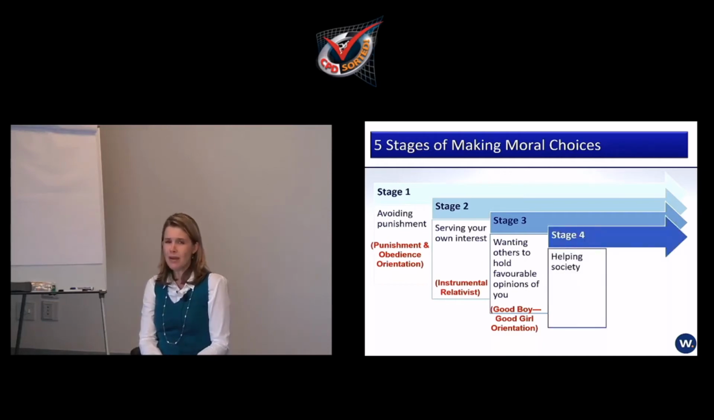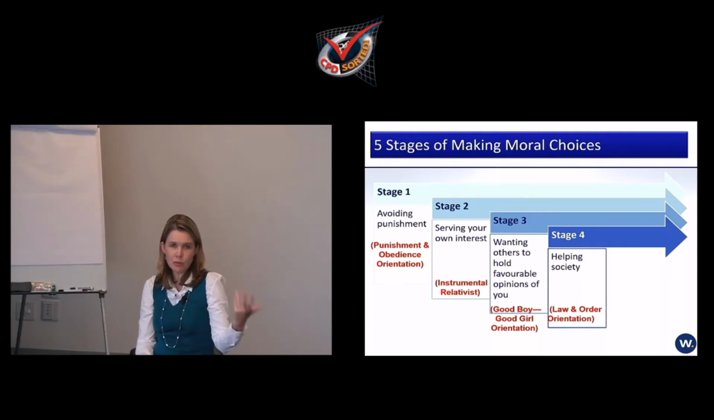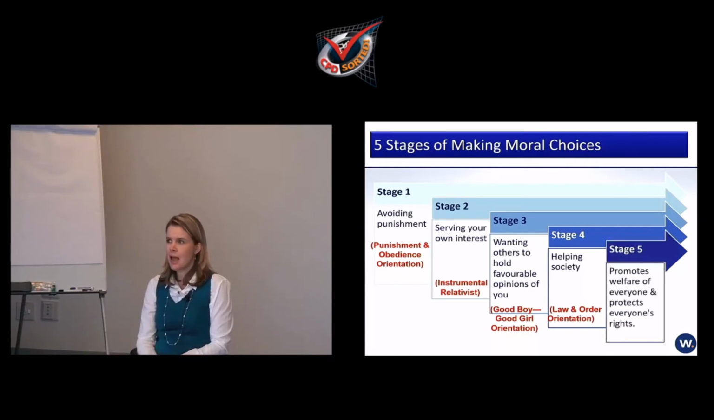Stage 4 becomes helping society. So that's law and order. This is the law. It helps everybody if we do the right thing. If everybody handed in the wallets that were left all over the show, it would be for the greater good. Everyone would get their cards back and not have to sit at home affairs all day. So it's serving society.